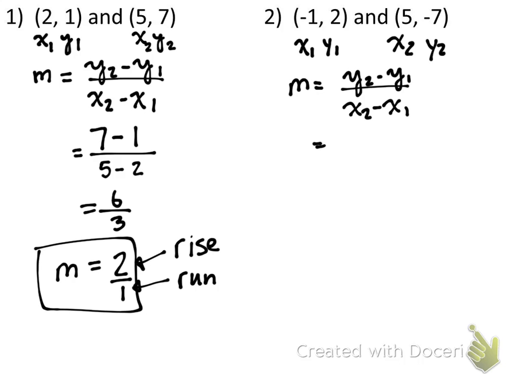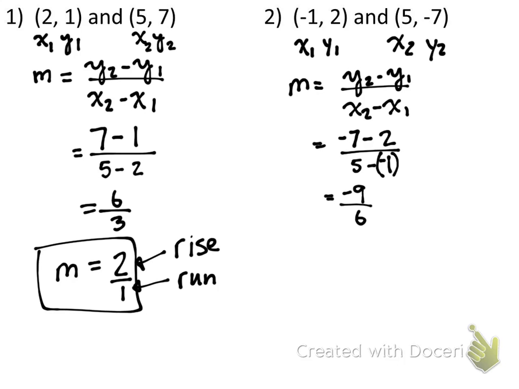Our y2 is negative 7. Now watch carefully. I'm going to put negative 7 minus, all eyes up here, minus y1, which is 2. Denominator, we have 5, x2, minus x1. Remember, x1 is a negative 1, so we have to put that into its own parentheses. So we're subtracting a negative. What does it mean when I subtract a negative, everyone? It's a positive, right? So negative 7 minus 2 is negative 9. And 5 minus a negative 1 is really positive 6.